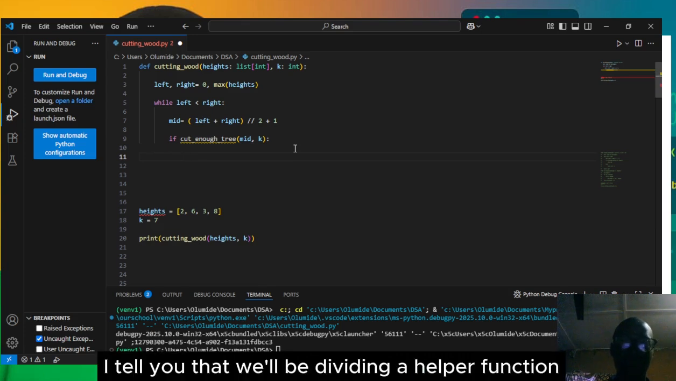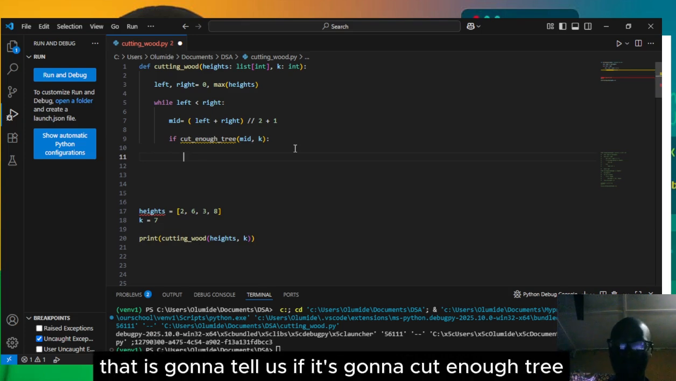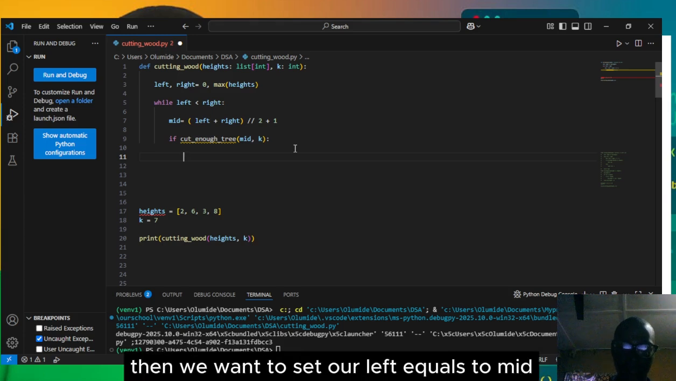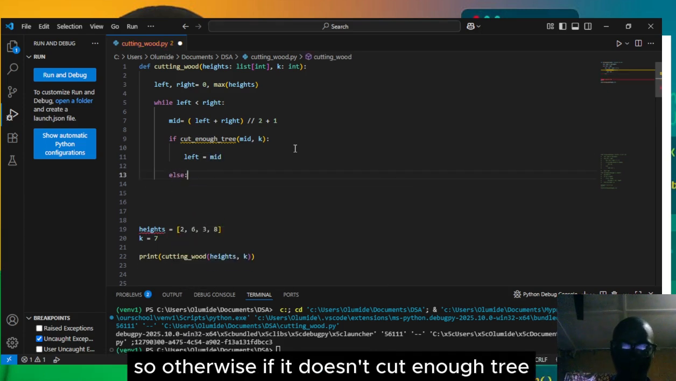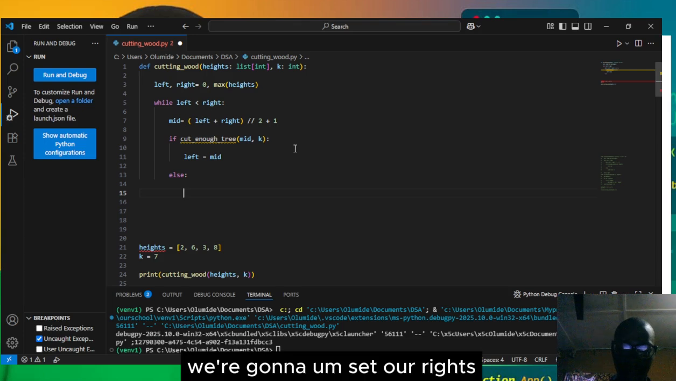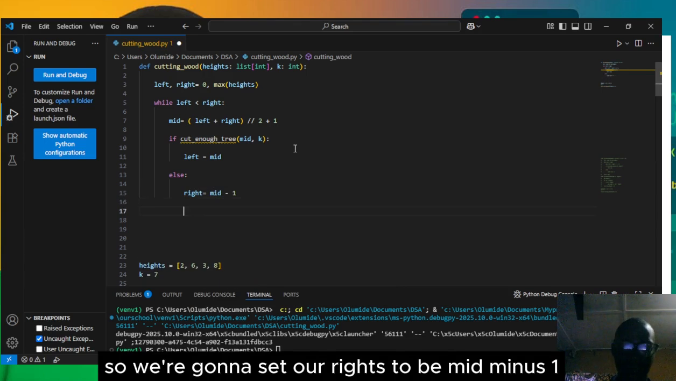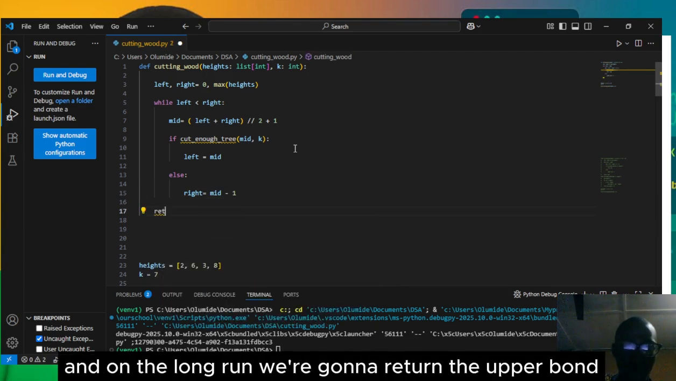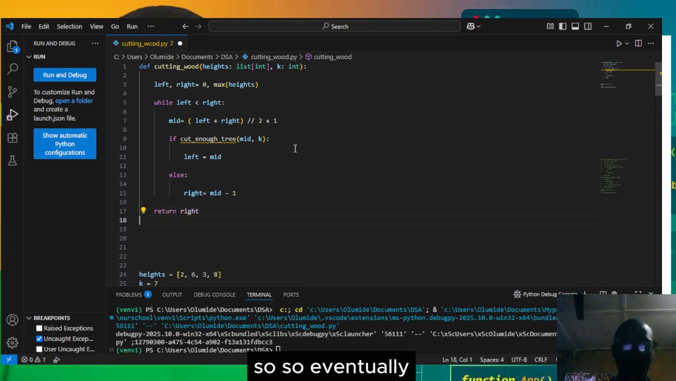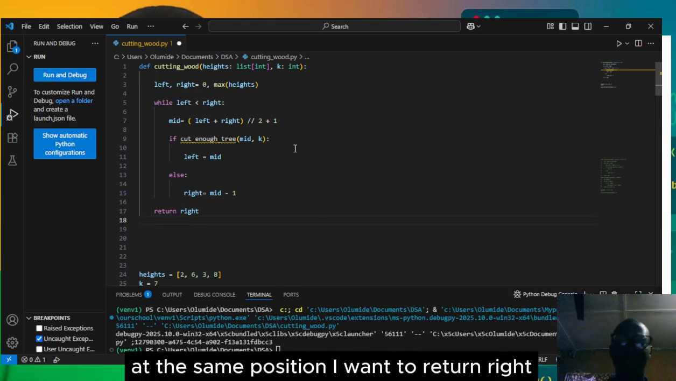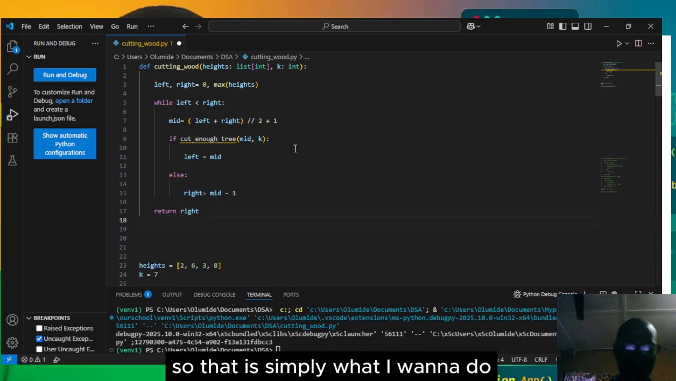Don't forget, I told you that we'll be defining a helper function that is going to tell us if it's going to cut enough tree. If it cuts enough tree, then we want to set our left equal to mid so that we can find the upper bound effectively. Otherwise, if it doesn't cut enough tree, it is out of the scope now because it doesn't evaluate true. So we're going to set our right to be mid minus 1, and in the long run we're going to return the upper bound, and that is done by returning right. Eventually right and left are going to be situated at the same position, so I want to return right. That's simply what we're going to do.